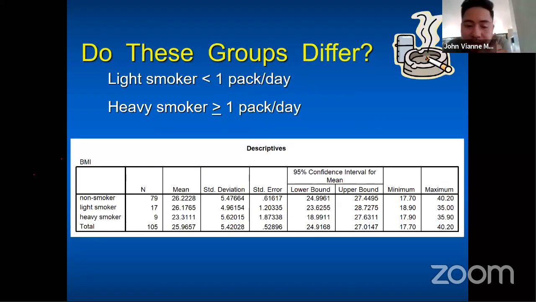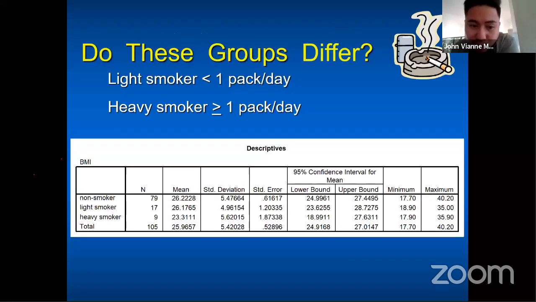So do these groups differ? So titingnan natin. T-test man to ganina, so tulo na ta ka categories karon. So ang ato ang gamiton ani is different na, dili na t-test. So for non-smokers, we have 26.22 ang ilang BMI. For light smokers, we have 26.1765. For heavy smokers, we have 23.3111. So when you say light smoker, that's less than 1 pack a day. For heavy smoker, it's greater than 1 pack a day.